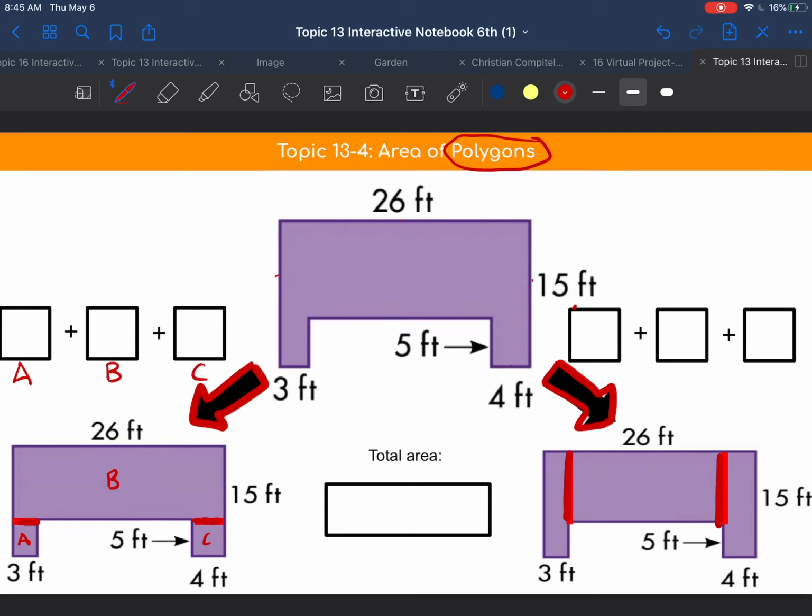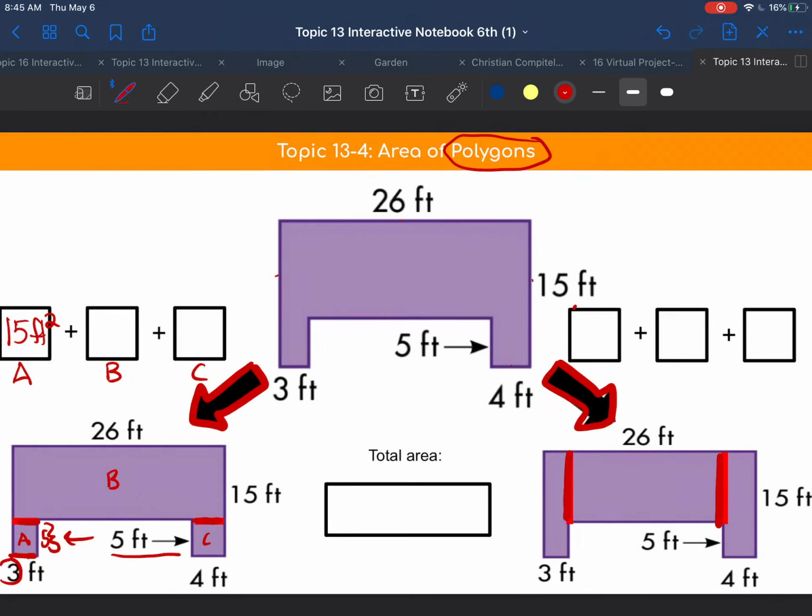So this little area right here of A, okay, my length is 3, but what is the height or the width of A? The width of A, well, look, over here it's 5, so over here it also has to be 5. So 3 times 5 is 15 feet squared as the area of A.